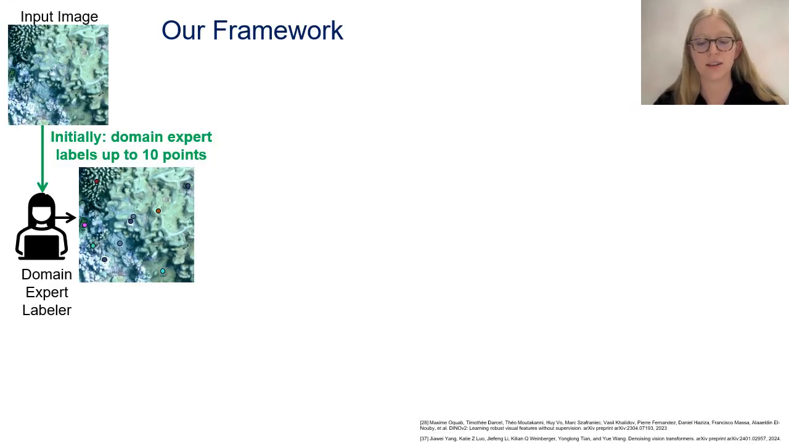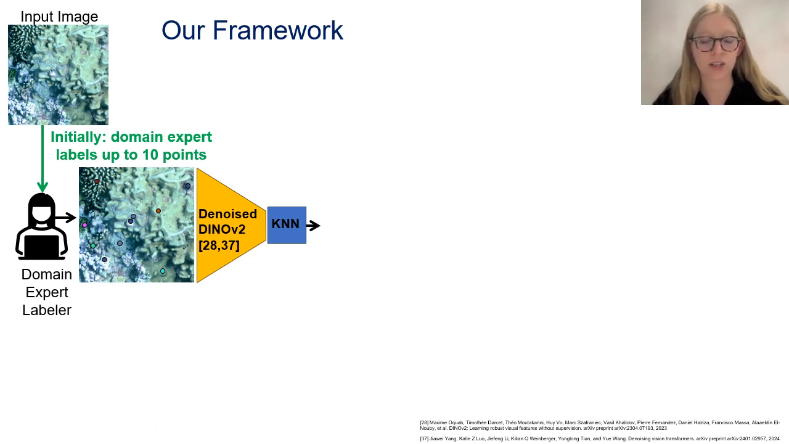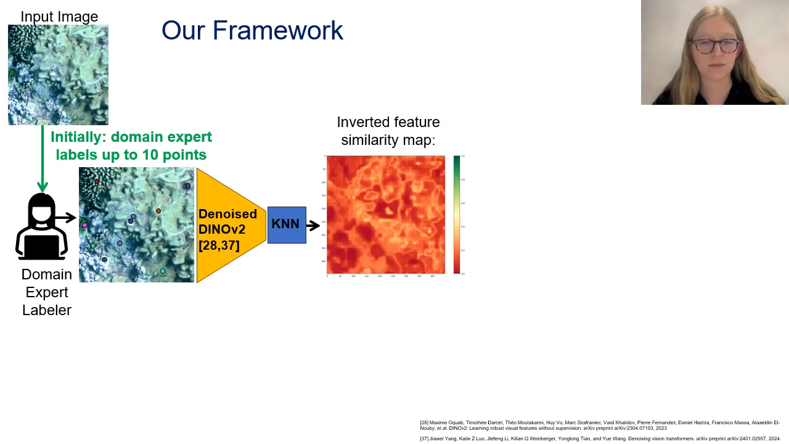The human-in-the-loop framework takes an input image, and we ask the domain expert labeler to label up to 10 points centrally in coral instances. We find the denoised DINOv2 features for these points and use them as templates for clustering the rest of the pixels in the image. We will discuss the feature extractor further in the next slides.